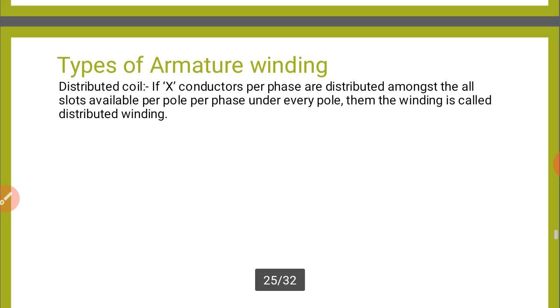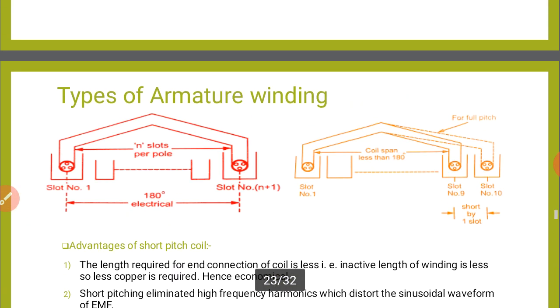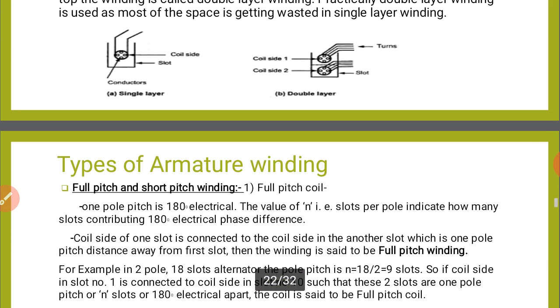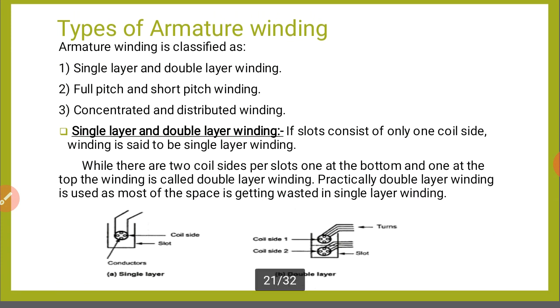Okay, so this is the complete explanation about the types of armature winding. It consists of single layer, double layer winding, full pitch, short pitch winding, concentrated and distributed winding.